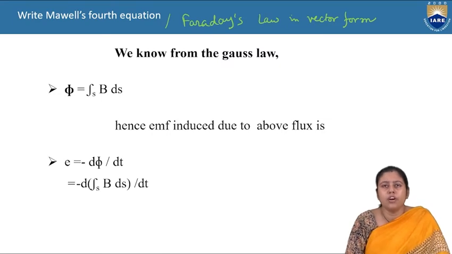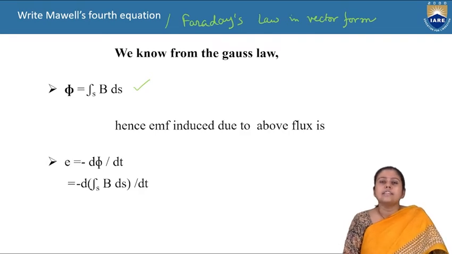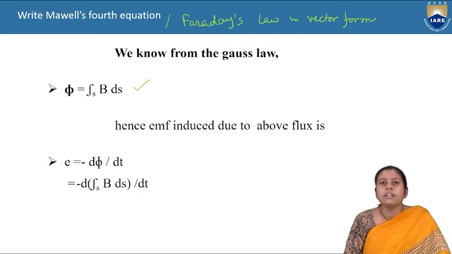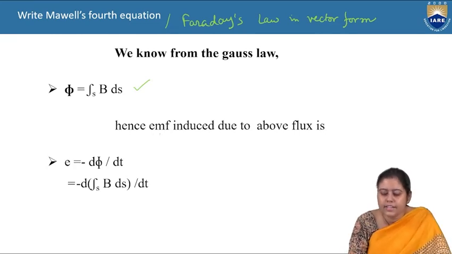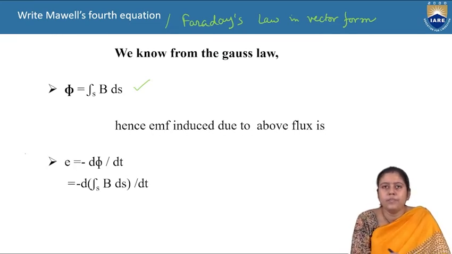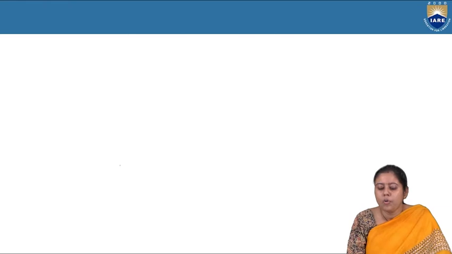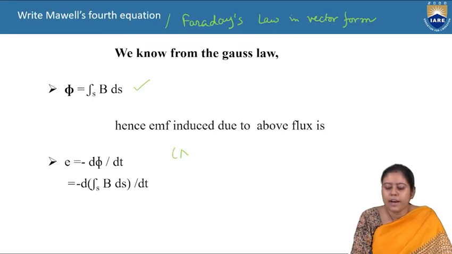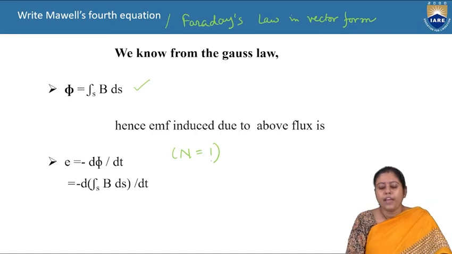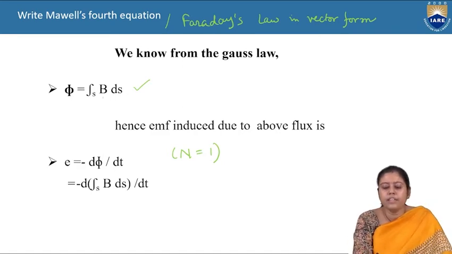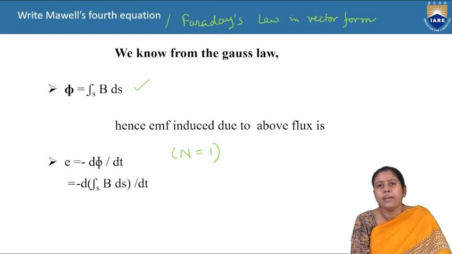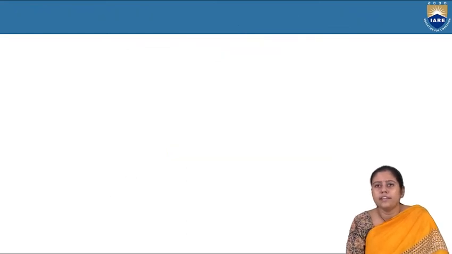We know from Gauss's law that phi is equal to the integral of B dot ds, and this is a surface integral. The flux enclosed in a closed path depends on the flux density and the surface area. Hence, the EMF induced, as we have already discussed from Faraday's law, is E equal to minus d phi by dt, when we assume the number of turns equals 1. Now in place of phi, we put the integral of B dot ds. So what will we get then?